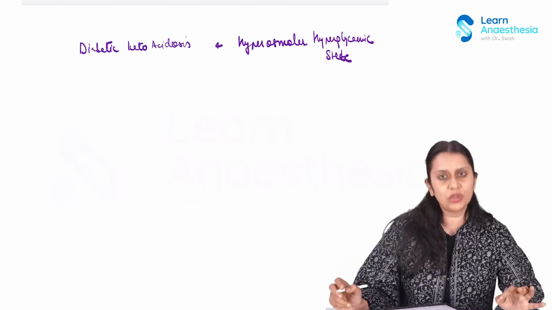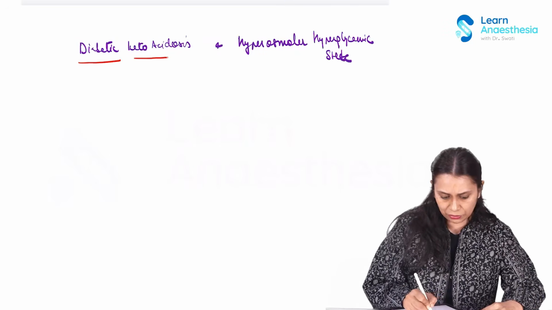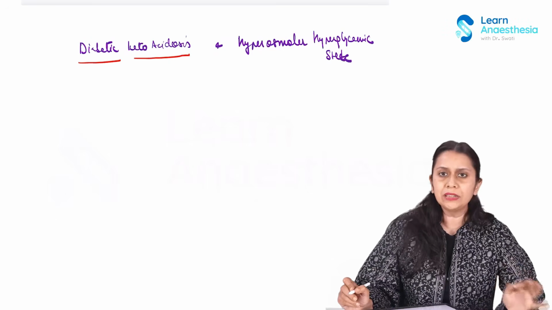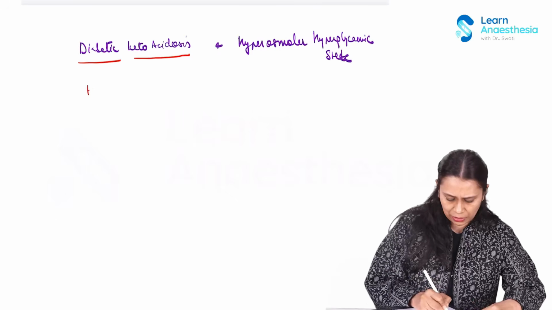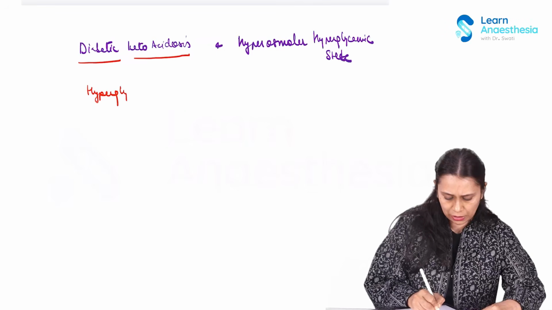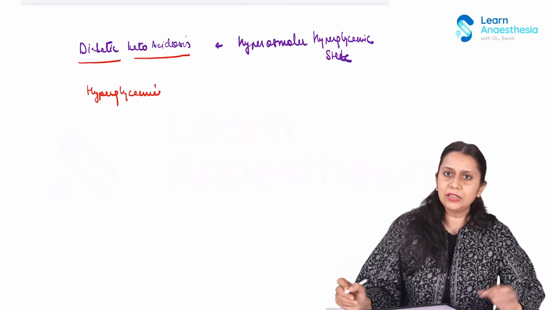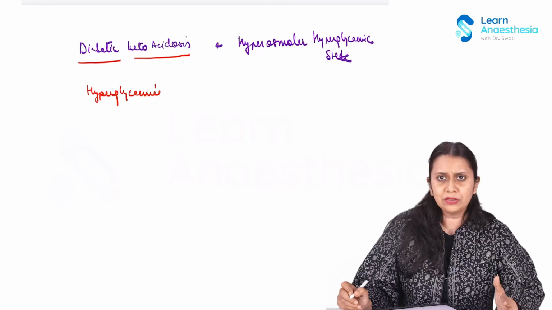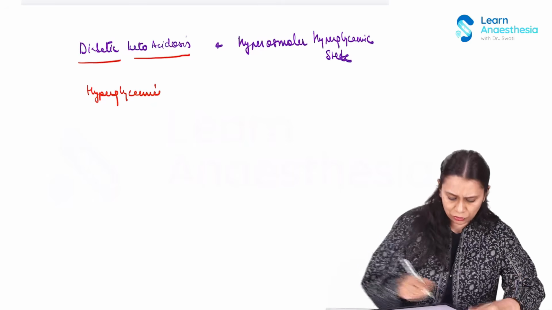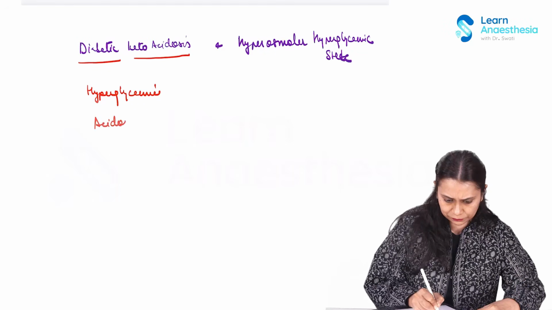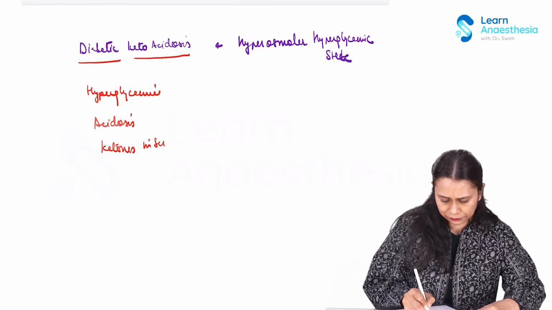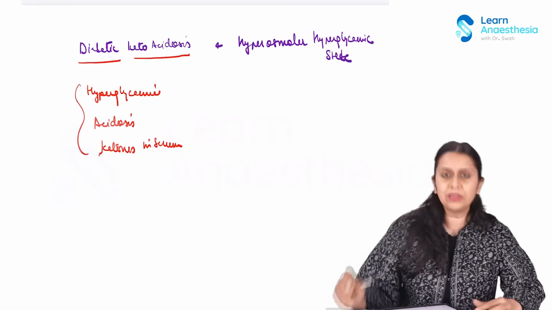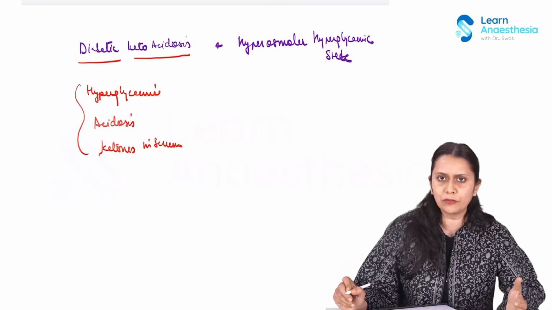Now, as the name suggests, diabetic ketoacidosis. The cardinal feature of diabetic ketoacidosis is hyperglycemia, then ketoacidosis. So, the patient will have metabolic acidosis due to the ketone bodies present in the blood. So, the patient will present with acidosis and ketones in serum. So, these are the three important cardinal features required for diagnosis. We'll talk about the diagnostic features further as well.